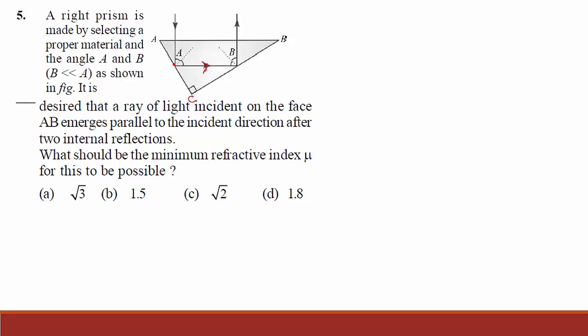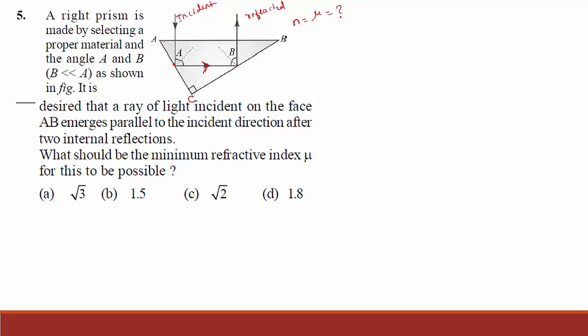Again this ray of light is going to fall on the third surface BC. Here also TIR takes place. Finally, when it falls again on the surface AB, it is normal incidence, so it is undeviated. These incident ray and refracted ray, these two are parallel to each other according to this question. Now, what should be the minimum refractive index for this to be possible? We have to find the refractive index, denoted by mu or n.